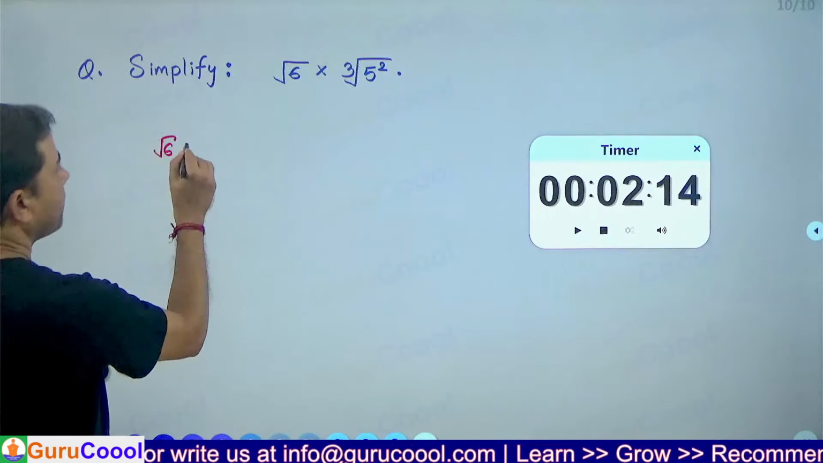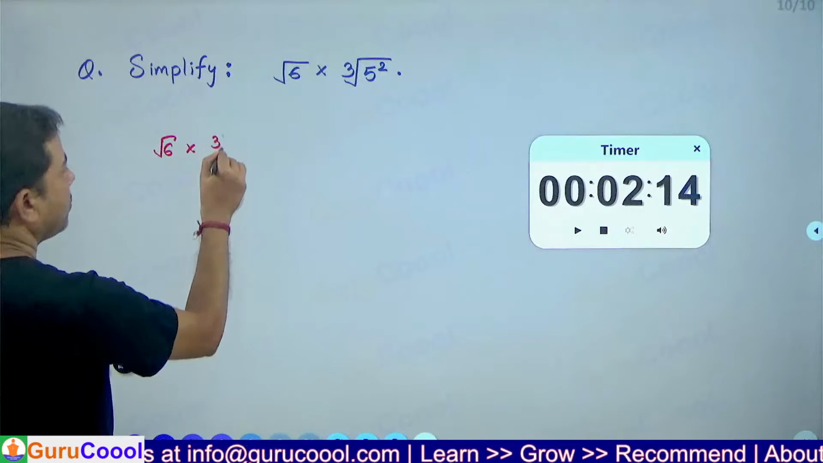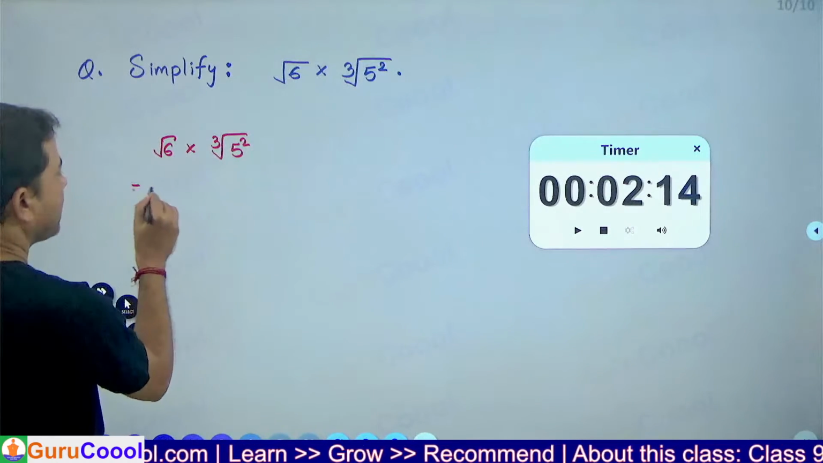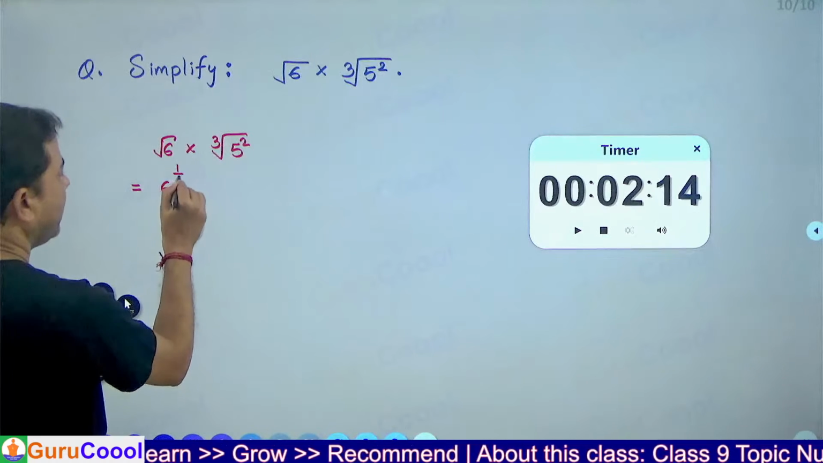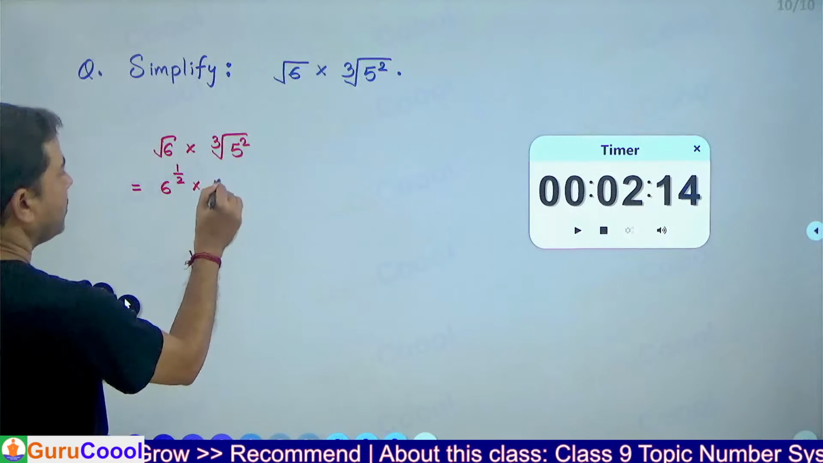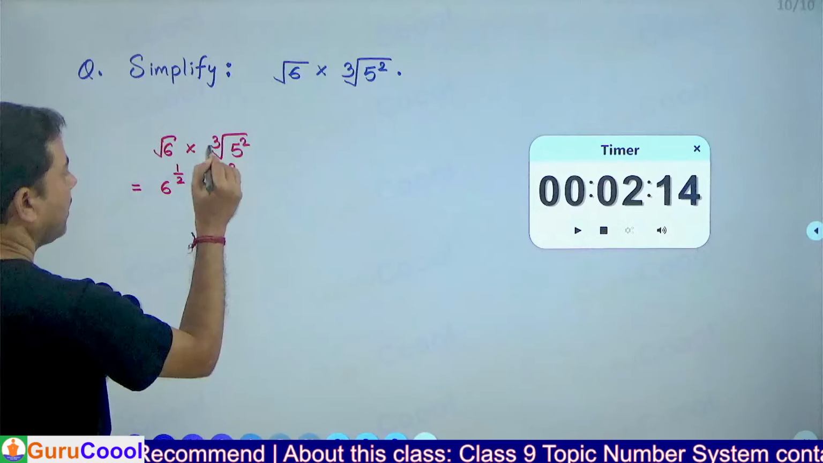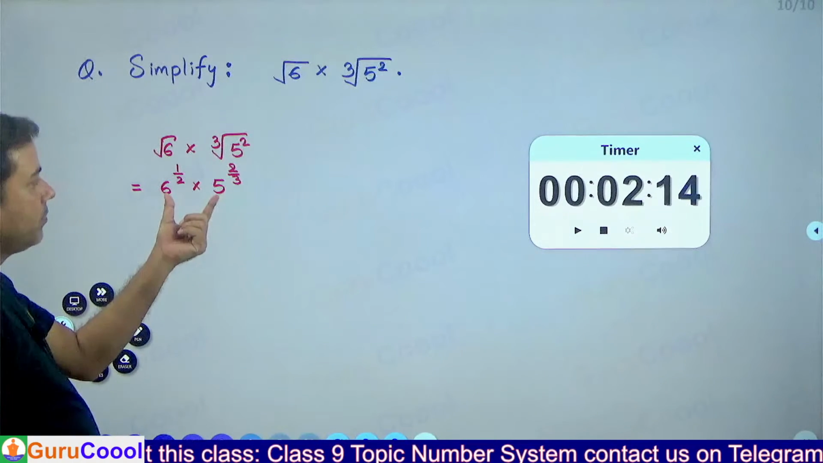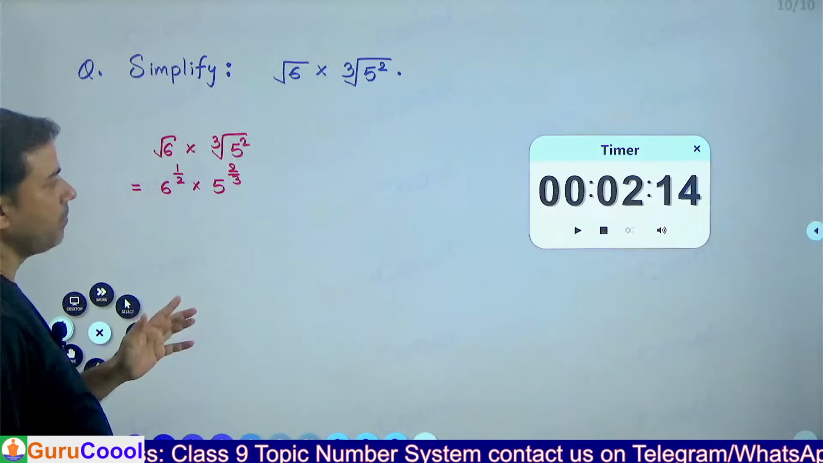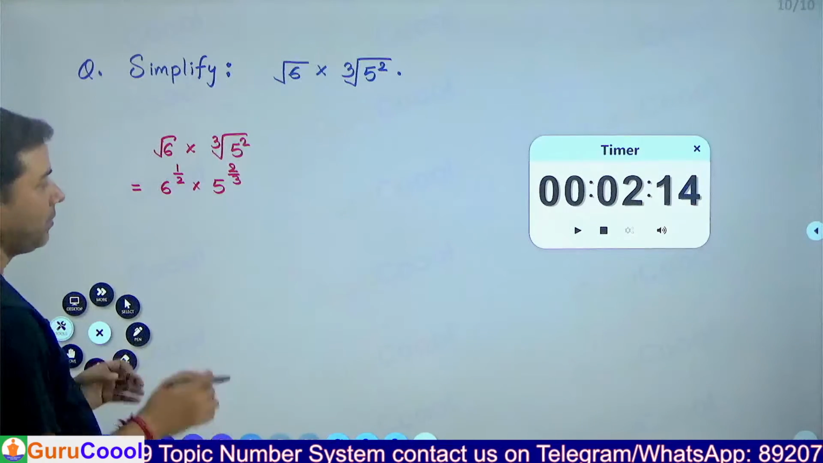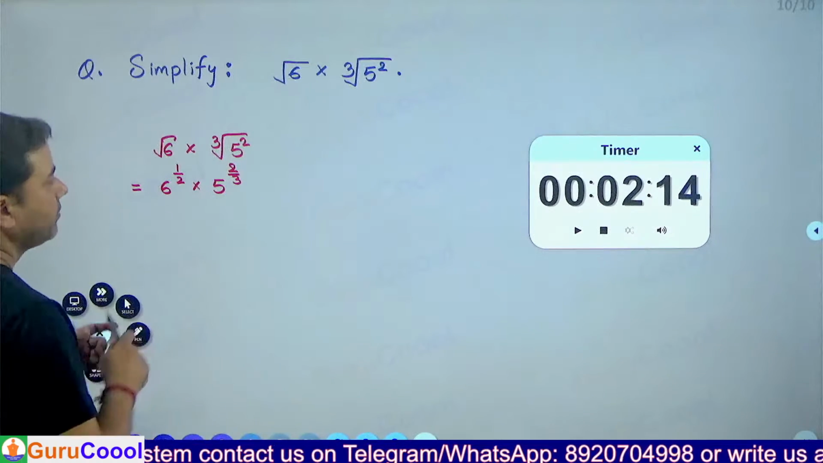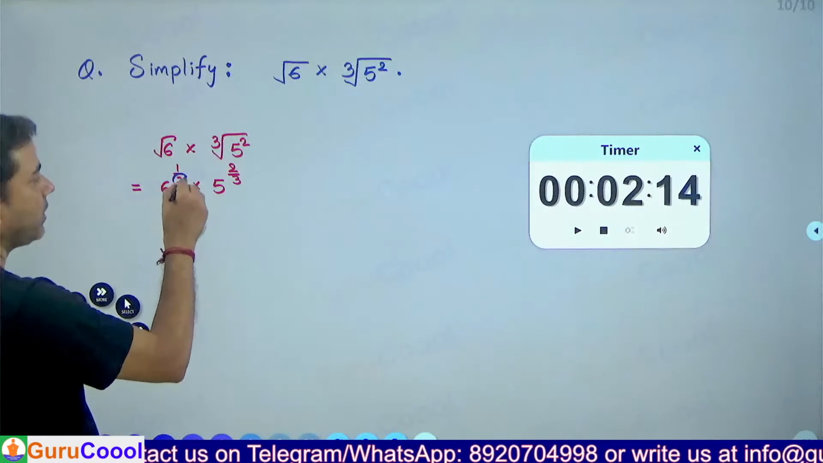Root 6 into cube root of 5 squared means 6 raised to the power 1 by 2 times 5 raised to the power 2 by 3. Neither the bases are the same nor the powers are the same, both are different, but we can do one thing. What? We can make their denominators the same.